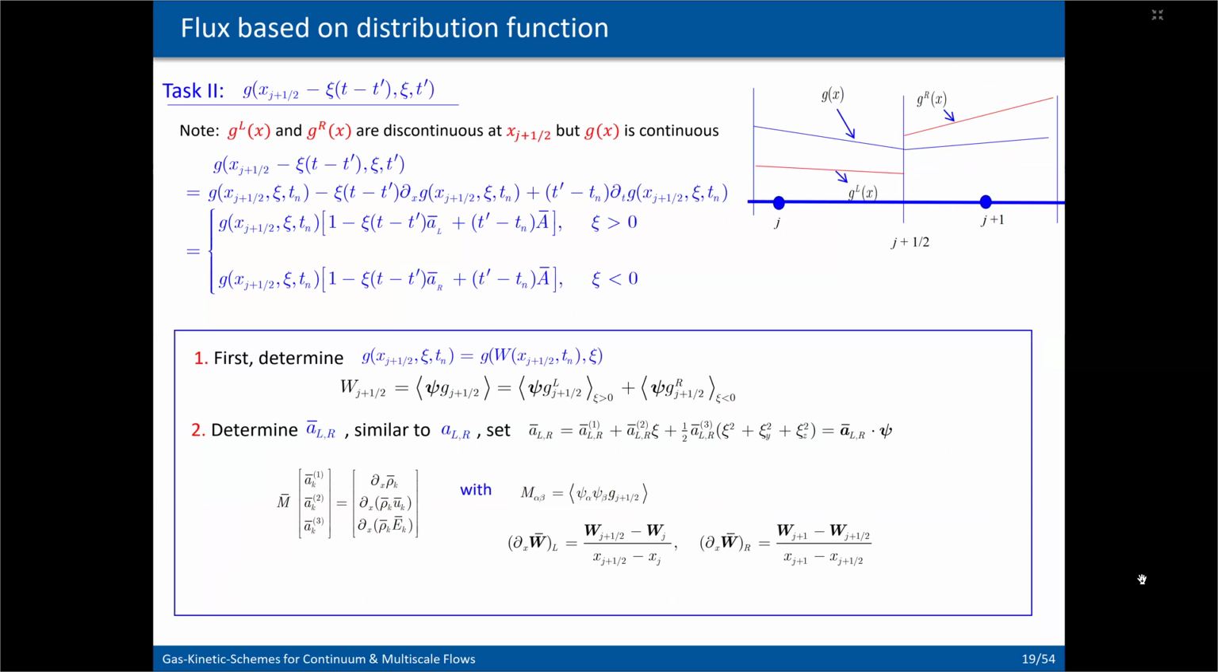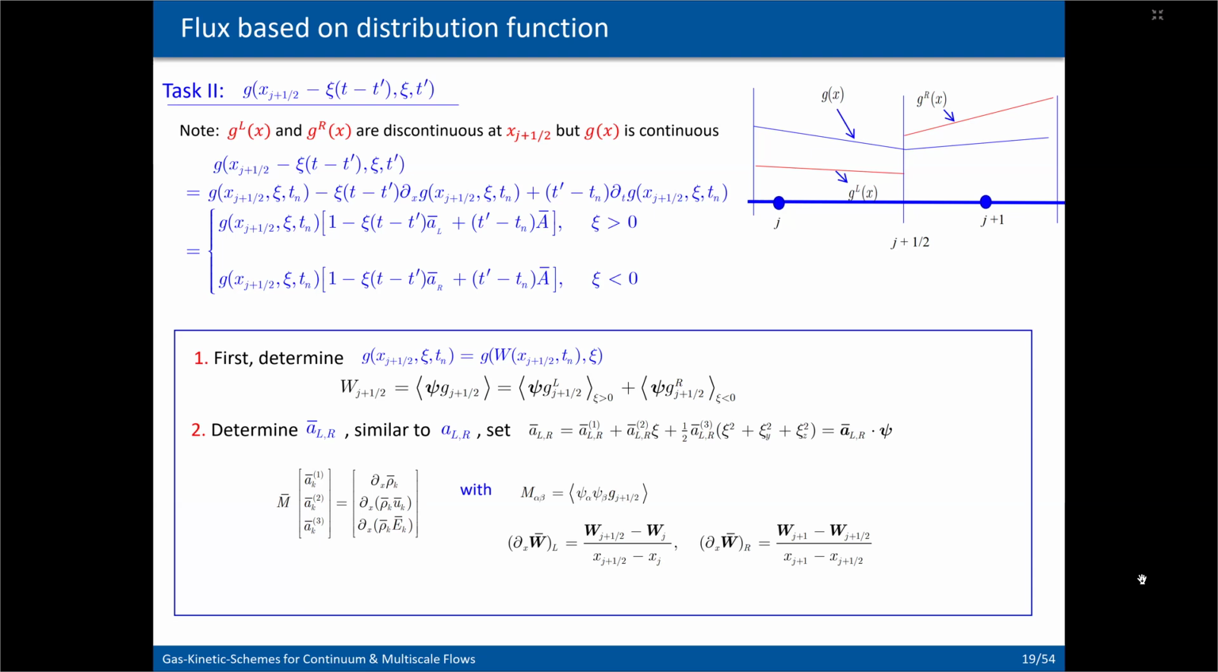And the second task is how to determine the equilibrium distribution function at the cell interface. Previously, we have obtained 2 values of the local distribution function, but they are not identical, which means that they are discontinuous at the interface. But this G is actually continuous at the interface. We must reconstruct it also. And following the same procedure, we can also make use of Taylor expansion, and the upwind nature is used again. So here it also depends on 3 parameters: lowercase a, capital A, and so on.